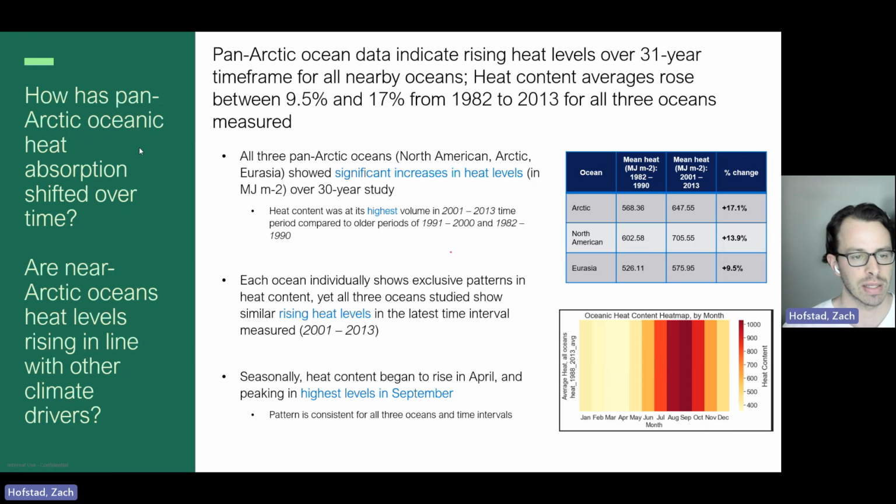So the key takeaway is that after understanding the data and visualizing the data, we now know that heat levels are increasing over time for all three oceans of the Pan-Arctic area. And the next step is to accompany this data with additional data that could provide some light on how the oceanic heat is impacting the tundra landscape within the Pan-Arctic specifically.